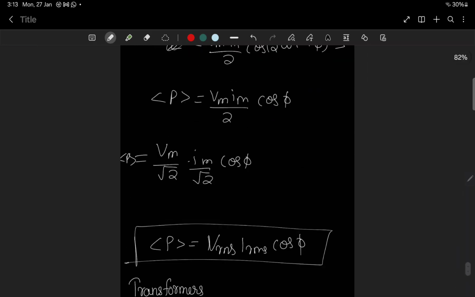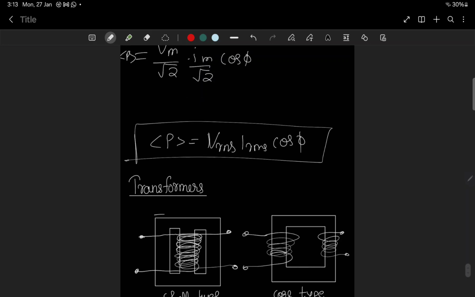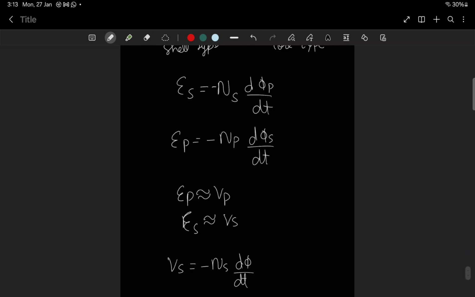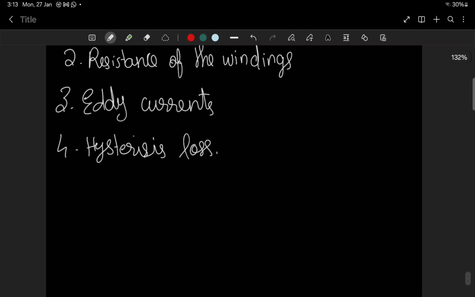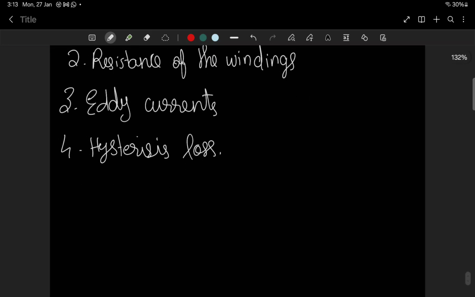So this is about these chapters. In this chapter mainly RMS thing is asked, and rarely this transformer is also asked. Okay. Yes. So that's about these three chapters: magnetism, matter, EMI, and AC. Okay. Thank you.